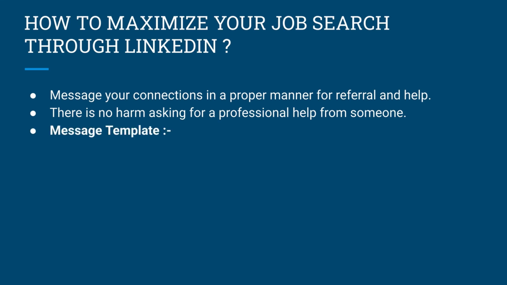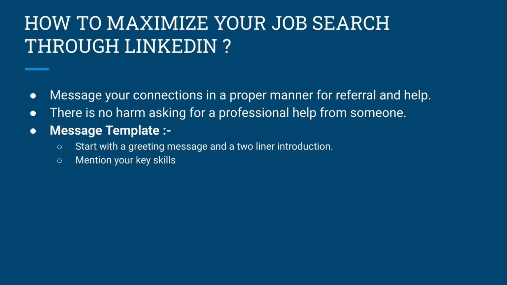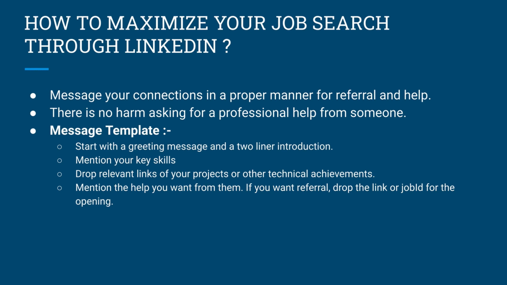Tell them entirely. So this is what a random template should look like, which I used to follow while messaging people. I used to start with a greeting message and a two-liner introduction, like from which college I am, or if I'm working, which company and which role I work in, right? Then I mention my key skills. If I am a web development enthusiast, then I mention what all things I have worked on, which skills, which technical portions I have covered, and then I drop relevant links of the projects or any other technical achievements that can impact the person, right?